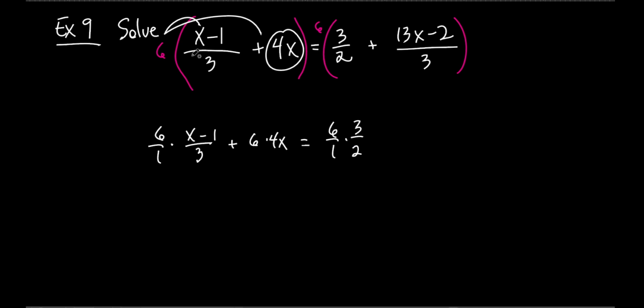Now again, a lot of you might be able to do this part in your head and get to the next step. And if you can, that's fine. But I'm just doing this for everybody. So 6 times, I'm going to put this in parentheses, since I'm multiplying that subtraction, over 3. So that's how we can write it. Basically, all I did was multiply everything by 6.